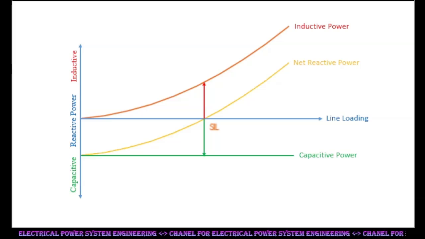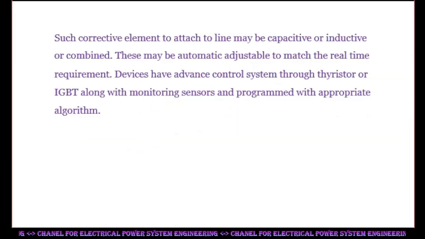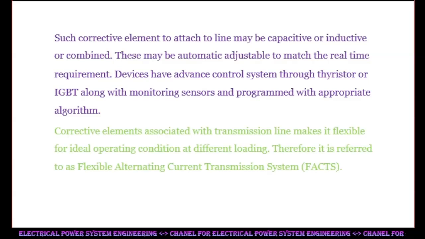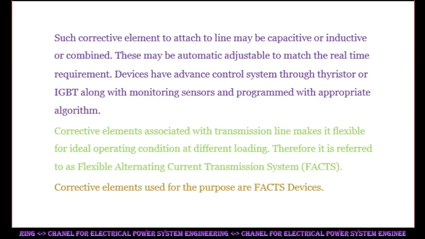Reactive power of a shunt element remains fixed. An inductor added as a shunt element may compensate the fixed capacitive power of the line. But it can be connected the other way also, as suitable. Such corrective elements attached to the line may be capacitive or inductive or combined.